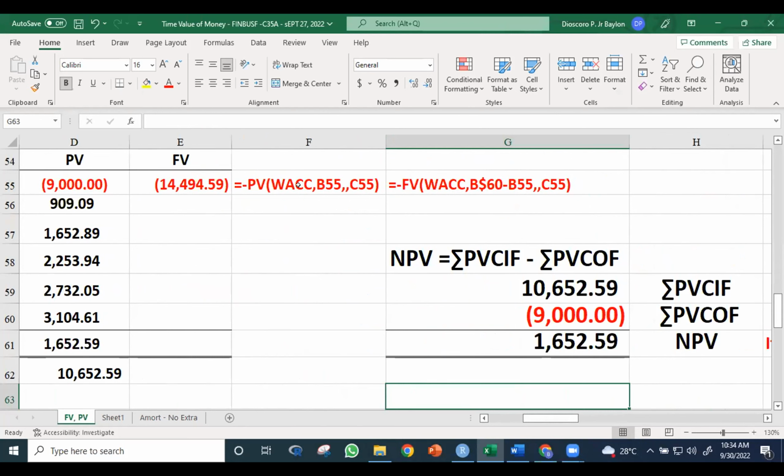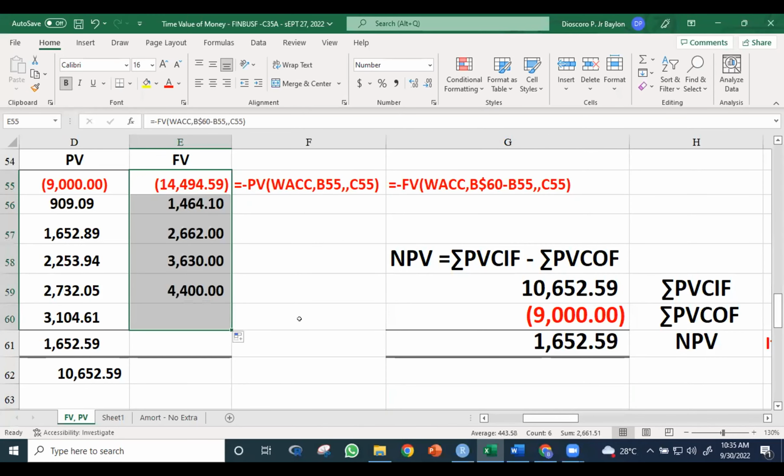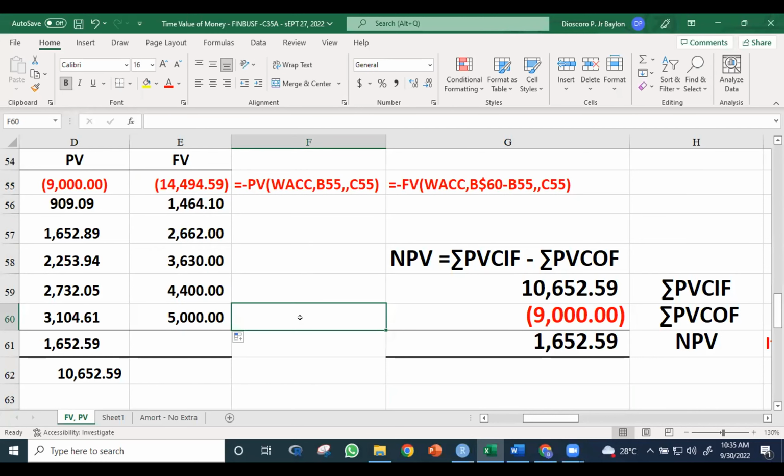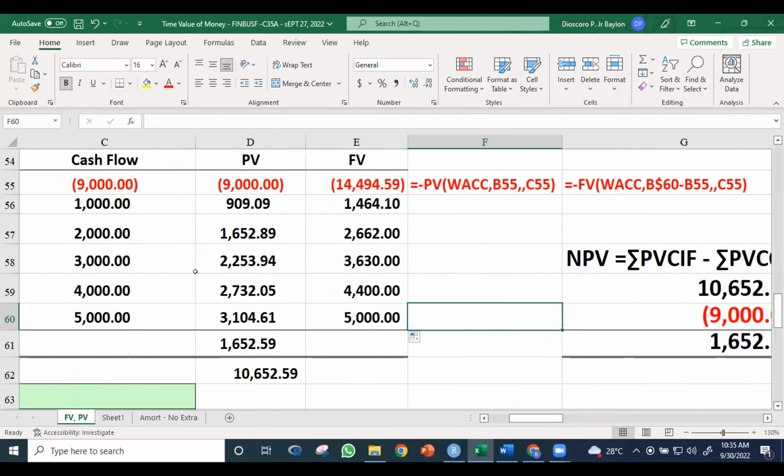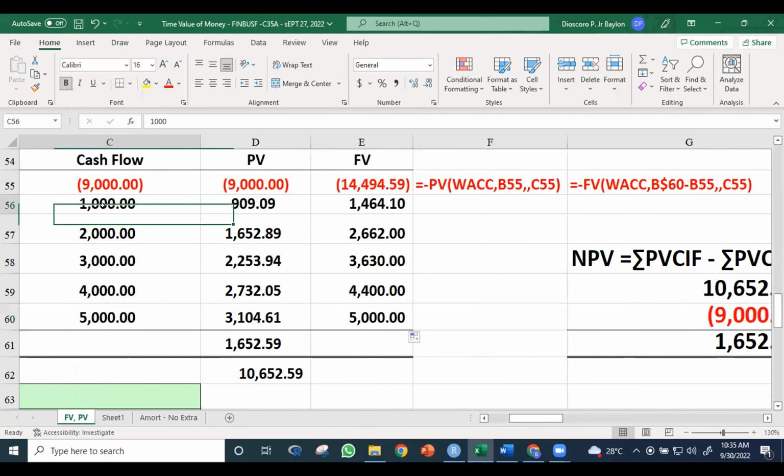So you can see the formula for this one. And then if I copy this down, there. So we're now getting the future values. So how much is 1,000? How much is 9,000 in 5 years time? It's 14,494.59.